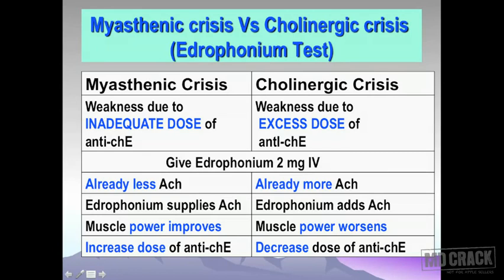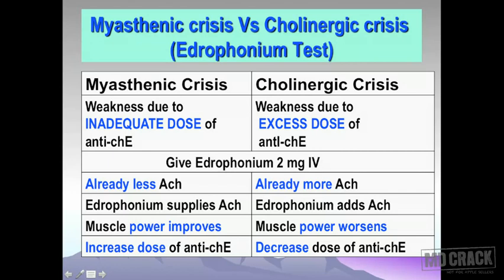If it is myasthenic crisis, this muscle weakness is probably due to inadequate dose of the anti-cholinesterase agent which the patient is receiving. If it is due to inadequate dose of anti-cholinesterase agent, we call it myasthenic crisis. Now what we do is we give edrophonium in the dose of 2 milligrams intravenous.